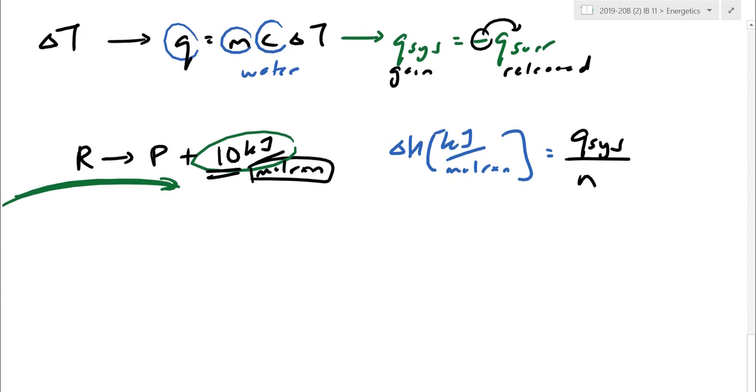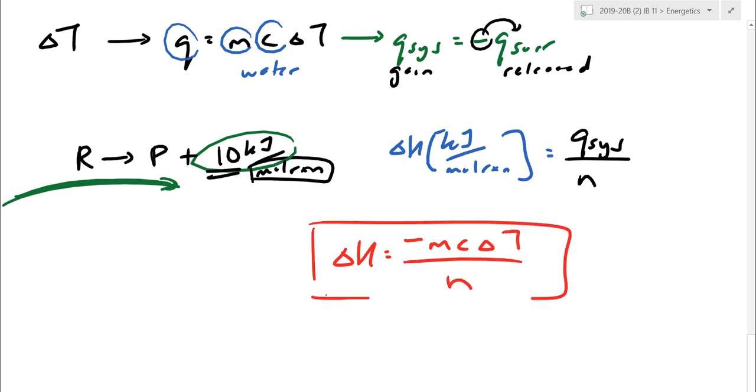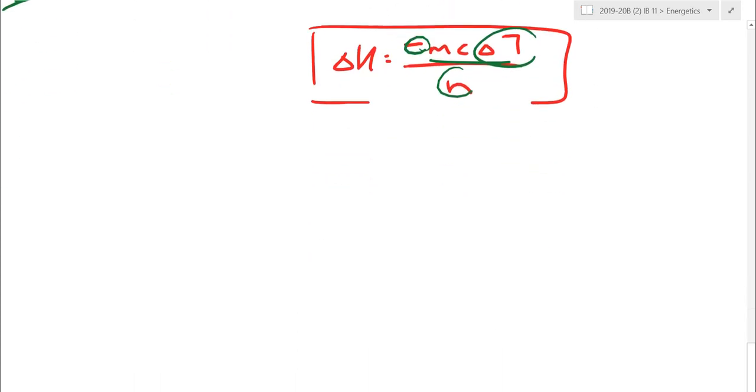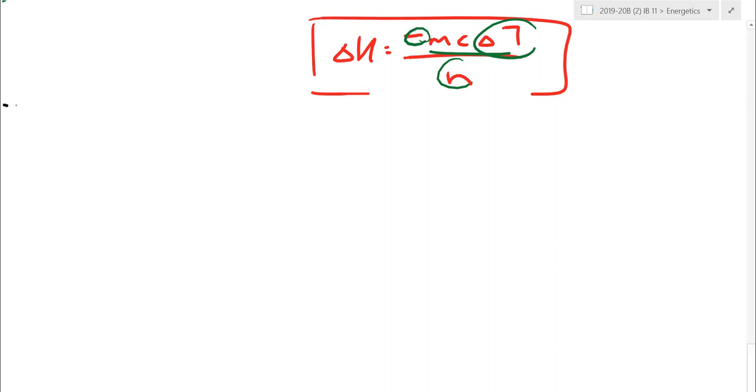You can actually summarize this part here. You can go delta H, therefore, is equal to the negative MC delta T over N. That's going to be our sort of calorimetry way. We see starting from delta T, we see us punching through MC delta T, we see us flipping the sign, and then dividing by N. So if you like formulas, you can do it that way. All right. So let's just work through one worked example here.